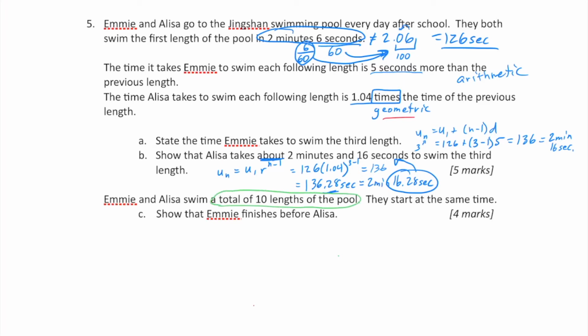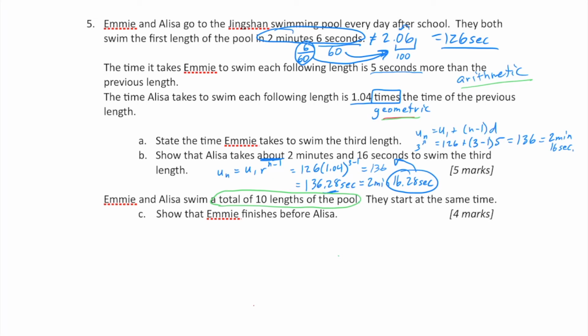And this, unfortunately, is what a lot of you missed: it's asking for the total of 10 lengths of the pool. Now, this is where it's important that you recognize that you had arithmetic and geometric, because initially it was possible to just add or multiply to get the answers to letters A and B. But in order to do this, it's going to take you way too long if you try to do it that way.